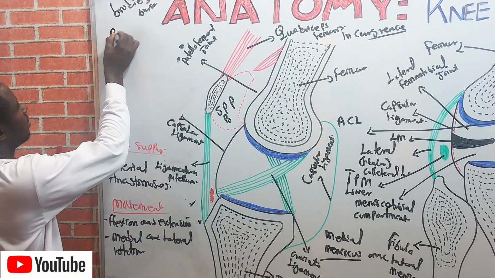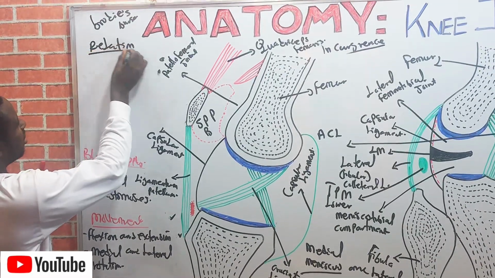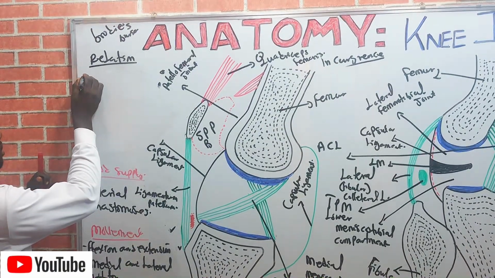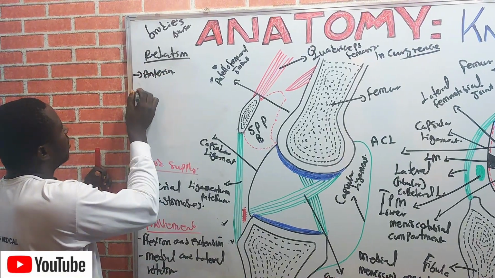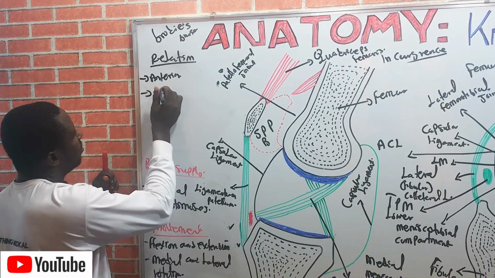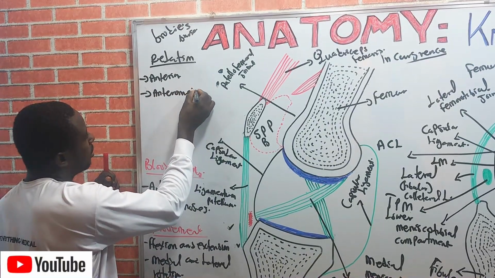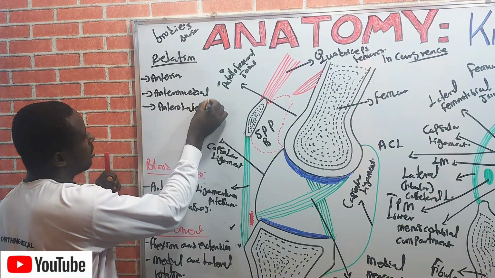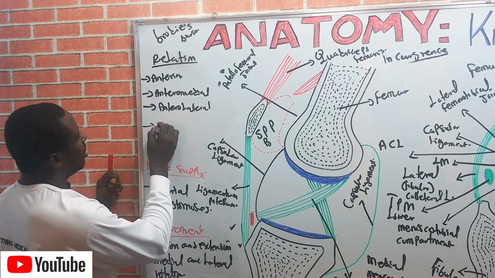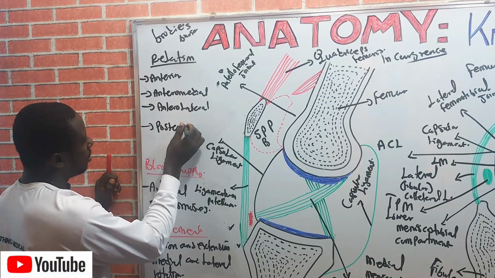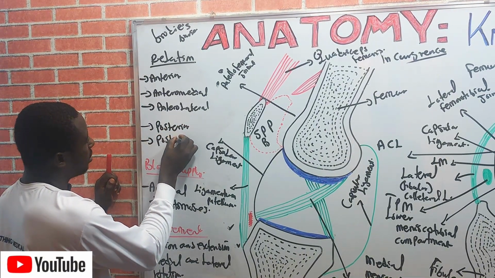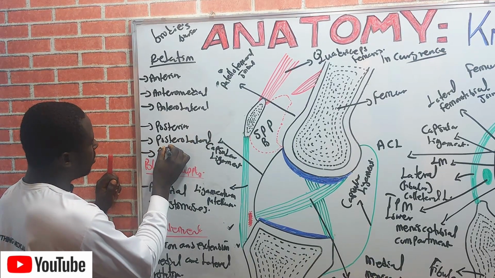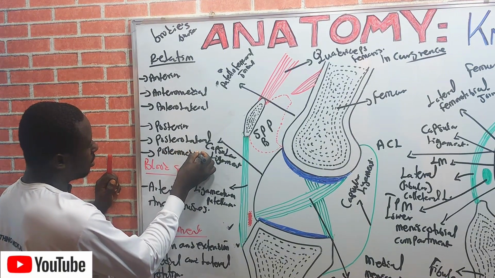Now, the relation. A joint must have a relation because there are surrounding structures around it. Number one is the anterior relation. Number two is anteromedial. Number three is anterolateral. Number four is posterior relation. Number five is posterolateral. Number six is posteromedial.